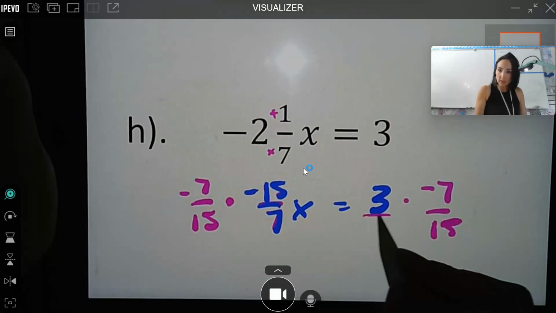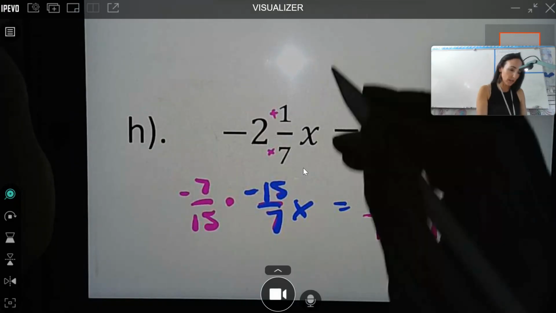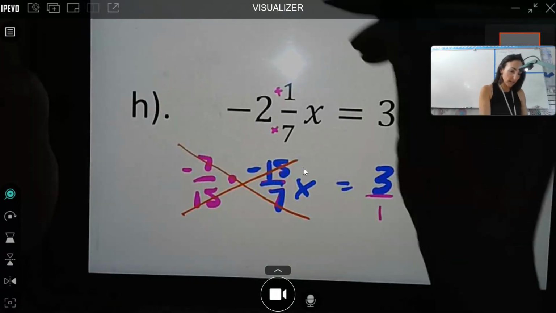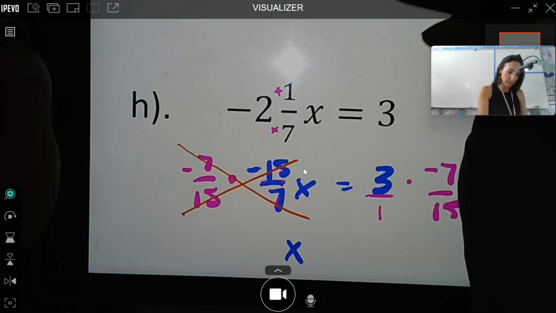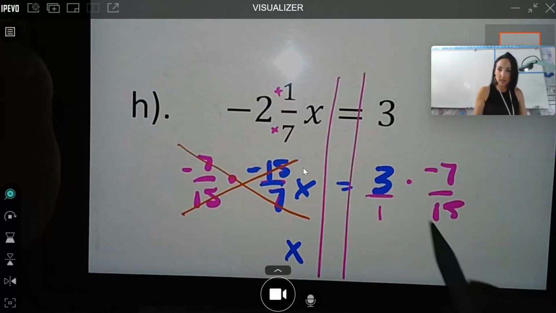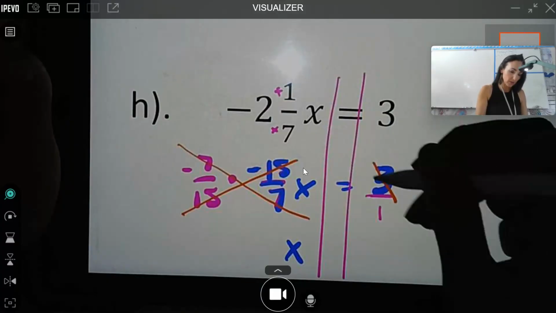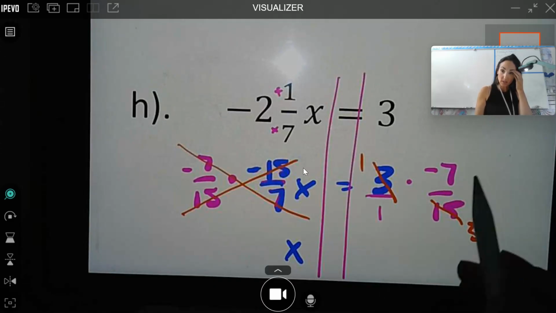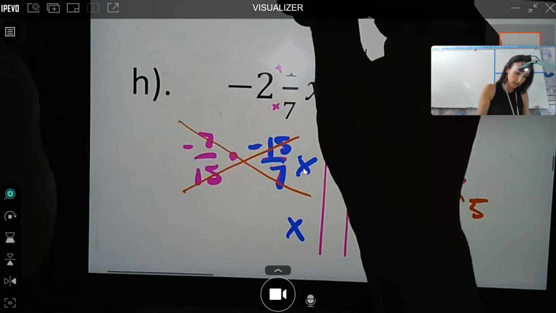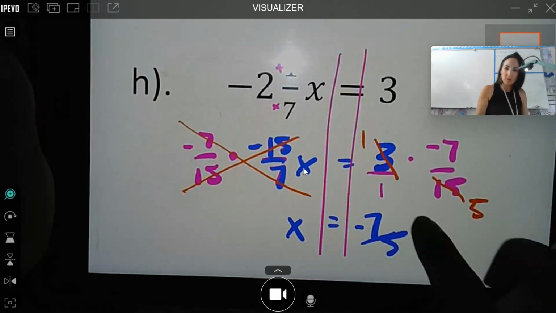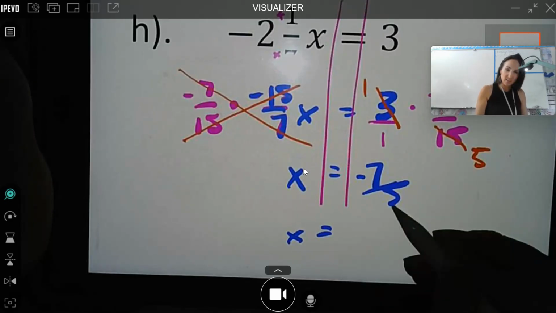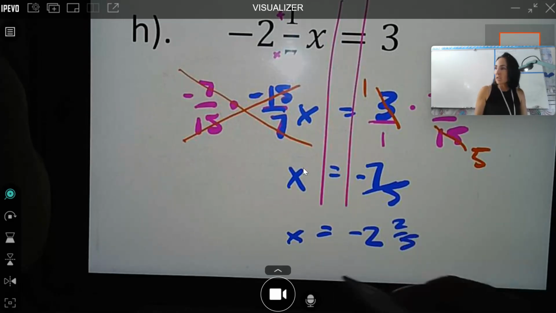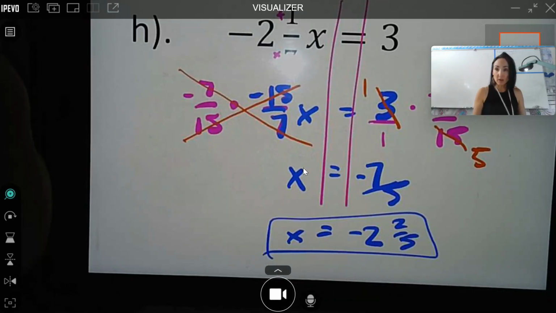I can put a little 1 under that 3 because 3 as a fraction is 3 over 1. And then I can see those multiplying reciprocals always gets us 1. So we get just that 1x, that x. And here I can do some cross simplifying. 3 goes into 3 once. It goes into 15 5 times. So then I can see, oh, I'm just getting negative 7/5. Well, that's improper. So I can rewrite that: 5 goes into 7 twice with 2 left over. So I'm getting this x is negative 2 2/5.